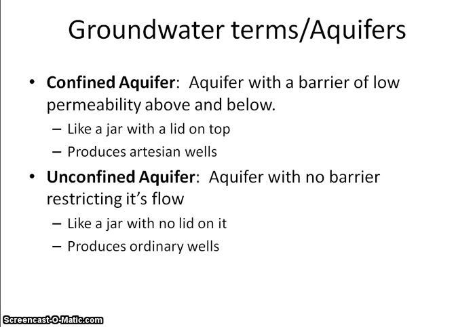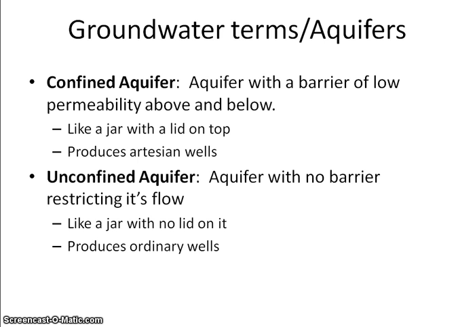Also associated with this terminology is confined aquifer. This is an aquifer that is not open to flow freely. It has a barrier above it and below it. Like I say, this is like a jar with a lid on top. And we've talked before, this is the type of aquifer that produces artesian wells.